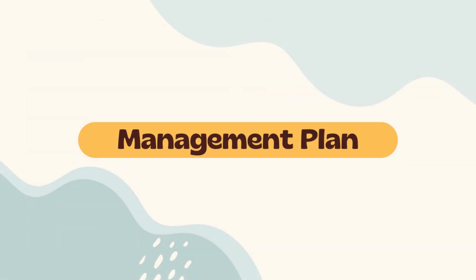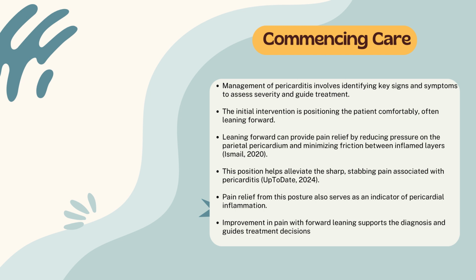So, a management plan of pericarditis consists of correctly identifying the key signs and symptoms of the condition to determine the severity and guide the management of the patient. The first intervention that should be conducted is positioning the patient into a comfortable position. Within pericarditis, leaning forwards is common in providing a small relief from the patient's pain.